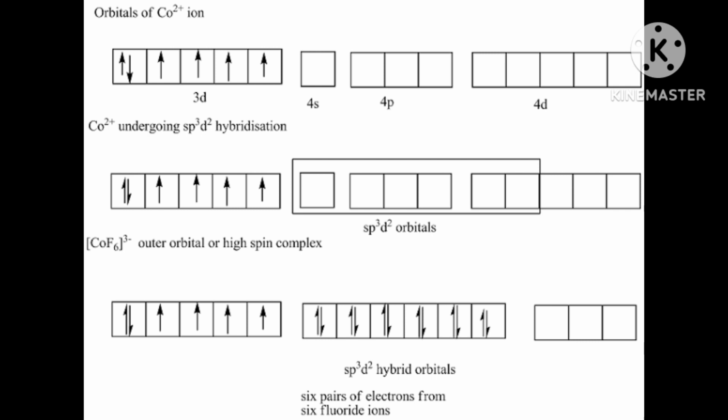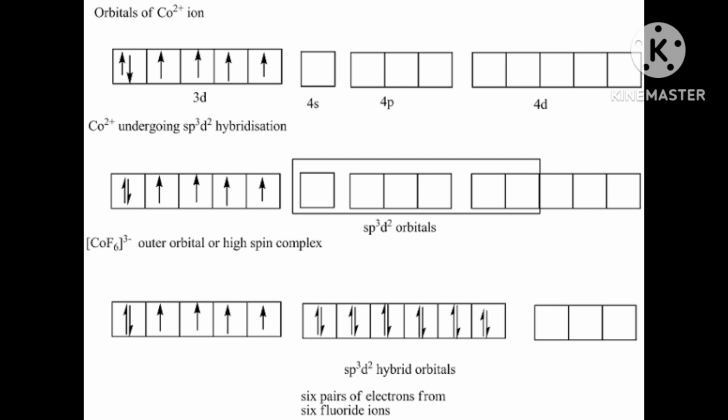Each of the hybridized orbitals receives a pair of electrons from a cyanide ion. The compound is diamagnetic, as is evident from the absence of unpaired electrons. No unpaired electron, that's why it is diamagnetic.